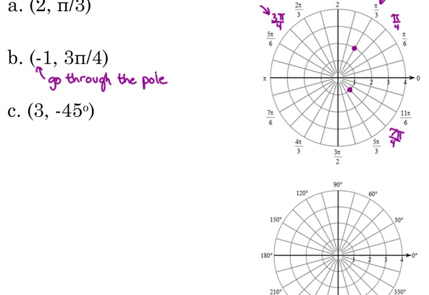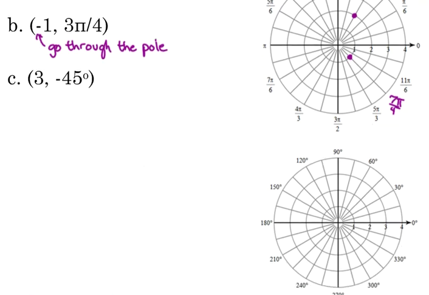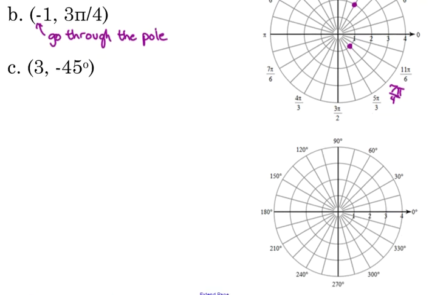Now, if there's a negative angle, you can look at that one of two ways. Remember, a negative angle just means that you rotate clockwise as opposed to counterclockwise. So -45 degrees would be right there between 330 and 300, and it has a radius of 3.